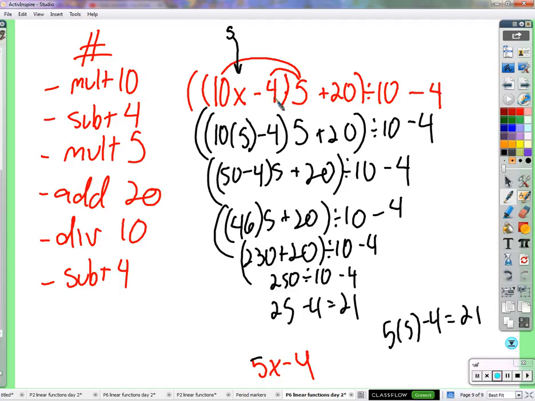How did we come up with 5x minus 4? What did we start with to wind up with 5x minus 4? Distributing. Distributing the 5, and then adding 20, and then dividing by 10. So where did this come from? How did it start its life?